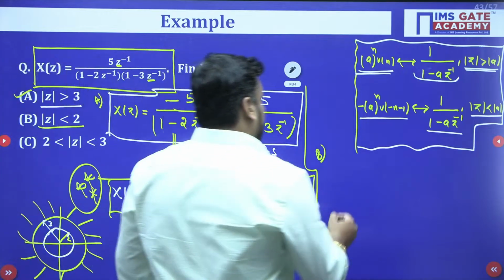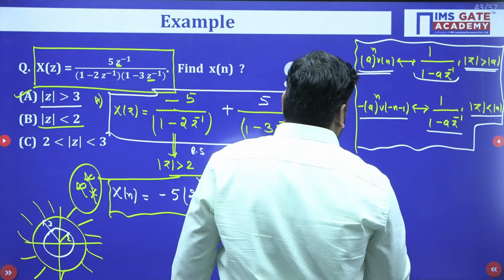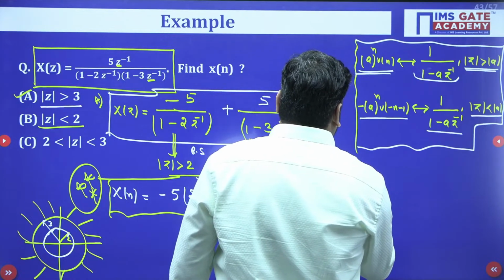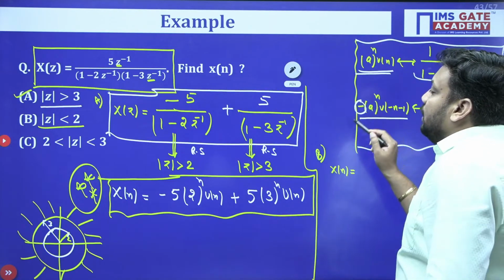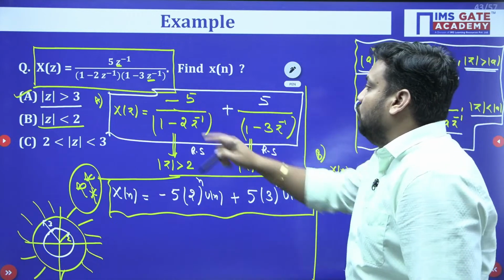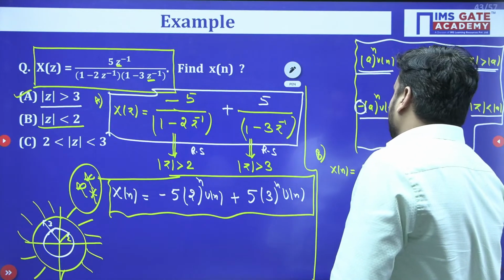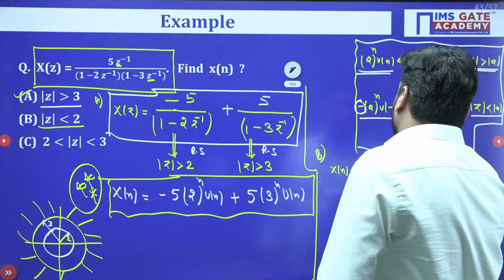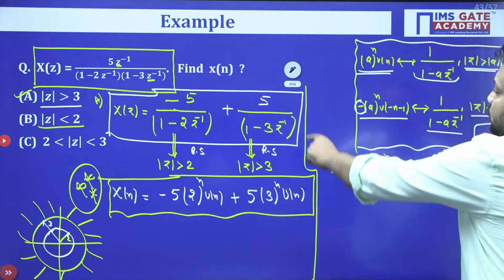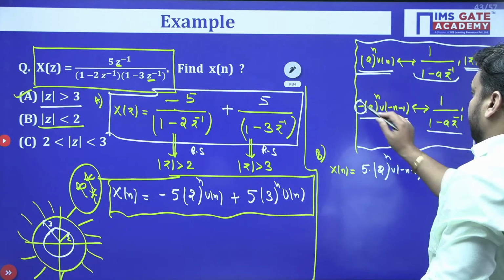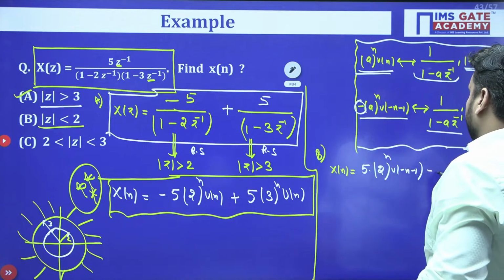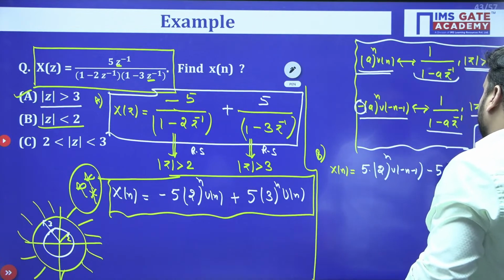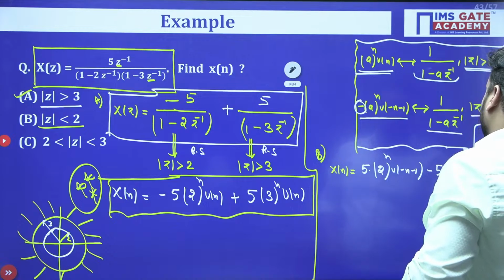Now if I talk about B, here the ROC is mod of z less than 2. Because the ROC is less than 2, what should I do? Both should be left hand side. And if both are left sided, I should take the precaution and consider the negative sign also. Because a minus sign is already here, I should write plus 5 here and 2 to the power n u of minus n minus 1. And because a minus sign is not there here, I should take the minus sign here, as in the standard form minus a to the power n. A is 3 here. So minus 5, the constant, as it is, and we should write 3 to the power n into u of minus n minus 1.